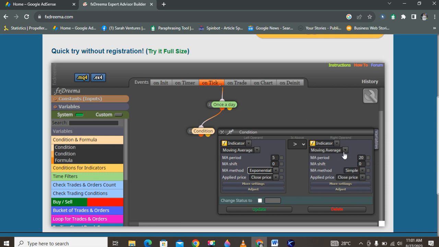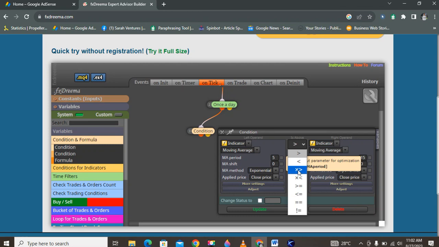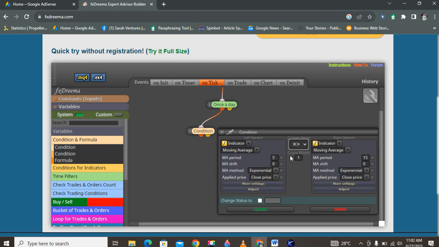And as for the other side, we're using moving average also. Period is 15, shift is 0, method is exponential, and apply to close. Now, the crossover. For us to get our buy entry, the 5 EMA must cross above the 15 EMA. Then we click on this, cross above the 15 EMA, then we update.